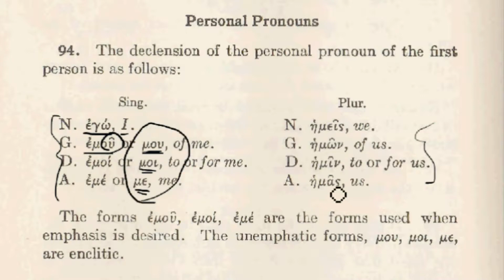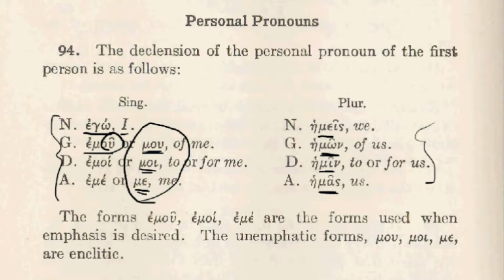Over here we have heimes, this means we. Heimon, this is of us, showing possession, the genitive plural. Heimen, notice the circumflex on the iota. The iota here is long. This is to us. And then heimas, again, notice the circumflex. All the way through, of course, all of these have a circumflex. And that is us in the sense of the direct object, throw the ball to us. So that's the personal pronoun, the first person pronoun in its various forms.